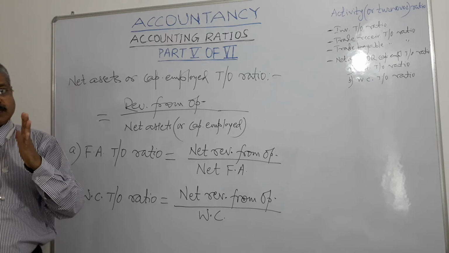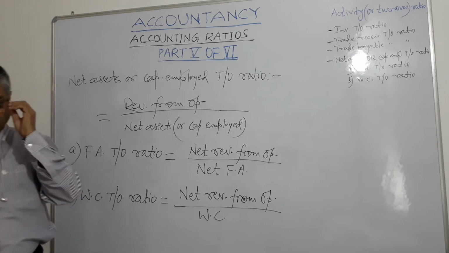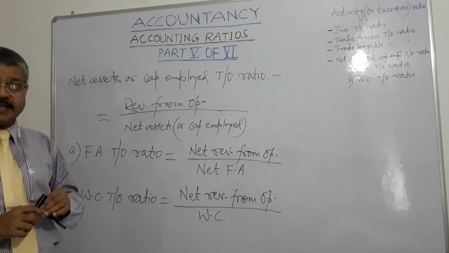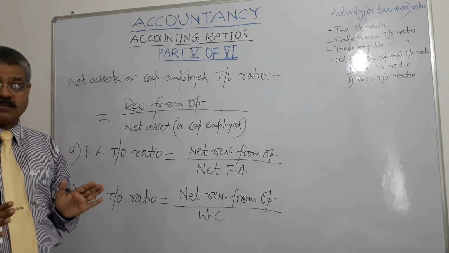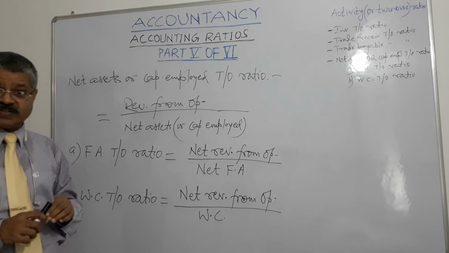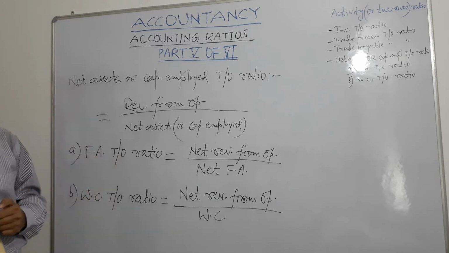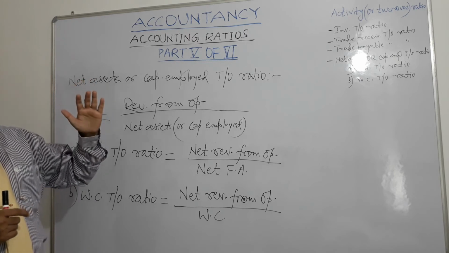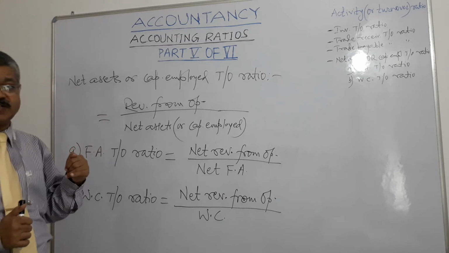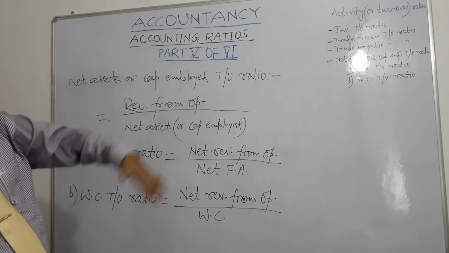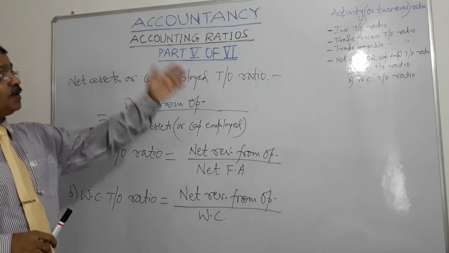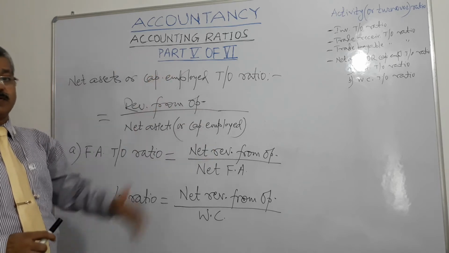Higher turnover means better utilization of resources of the firm. Lower turnover means better utilization is not there, right? Underutilization or misutilization of resources available to the firm is there. A higher turnover ratio shows improved efficiency and improved profitability of that business enterprise, and these ratios are known as efficiency ratios because they indicate how efficient a business enterprise is, right?